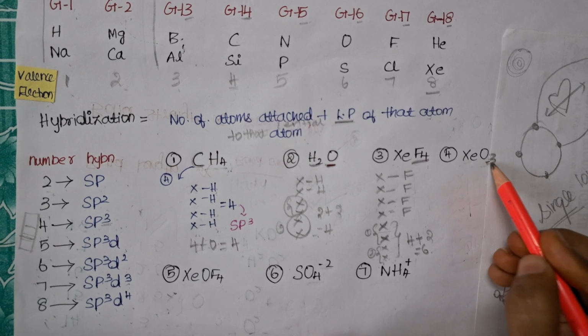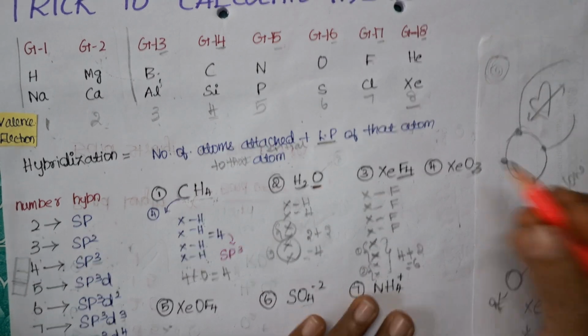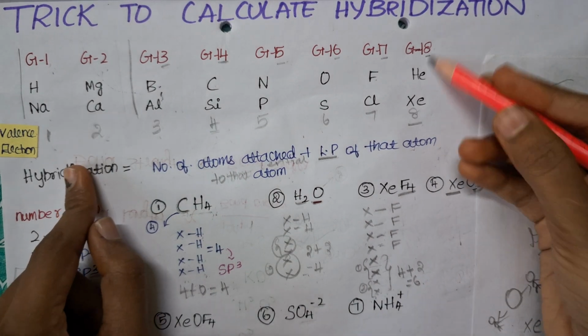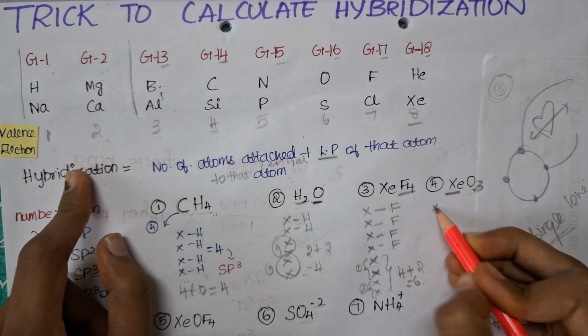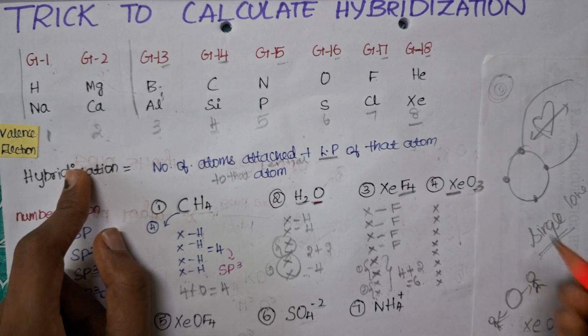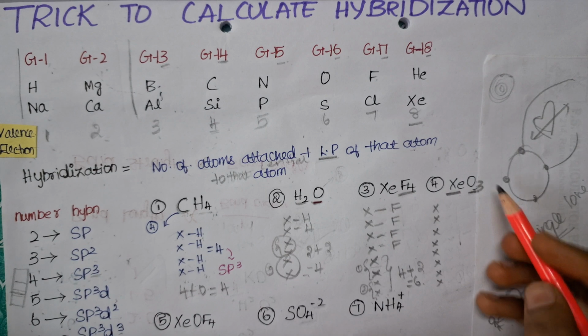XeO3. Let's see. Xe is your central atom in this case. So, what is your valence electron? How many Xe will put? 1, 2, 3, 4, 5, 6, 7, 8. Now comes the twist, okay?